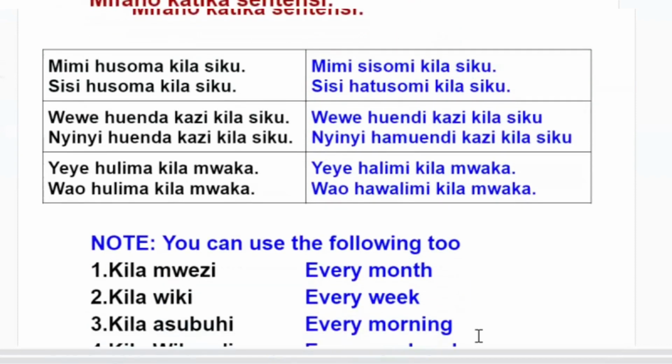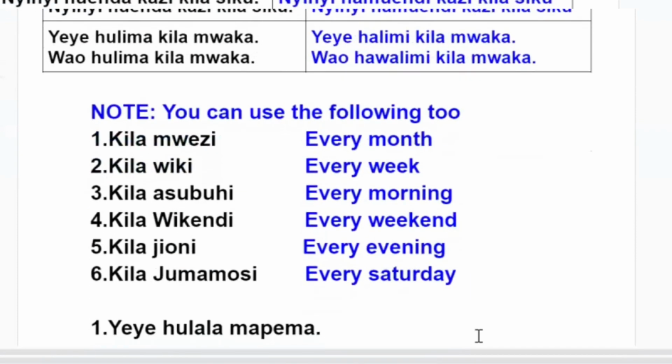And for your small assignment, you can try to write 2 to 3 sentences each in habitual tense. Talk about something that you usually do. It can be every day. You will use kila siku. Talk about something that you usually do every weekend in the comment section, and I will be able to correct.